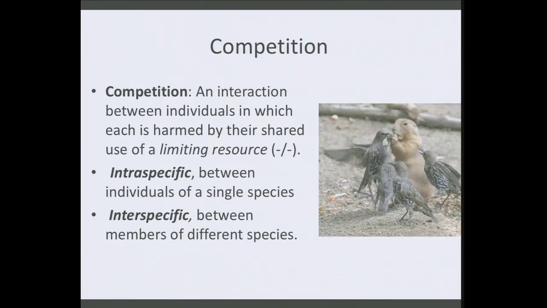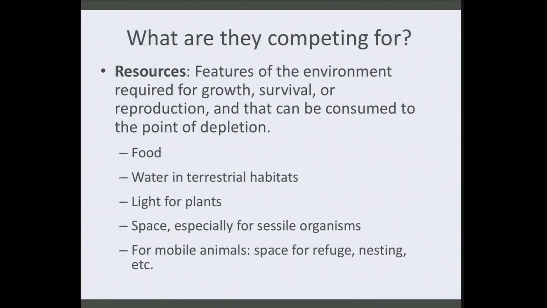Okay, so competing for shared use of limiting resources. What are these things that they're competing for? Well, they could be a variety of things. They are features of the environment that those individuals need for growth or for survival, to be able to reproduce, and they're things that can be consumed or have a limited supply so that not all individuals that want them can get access to them.